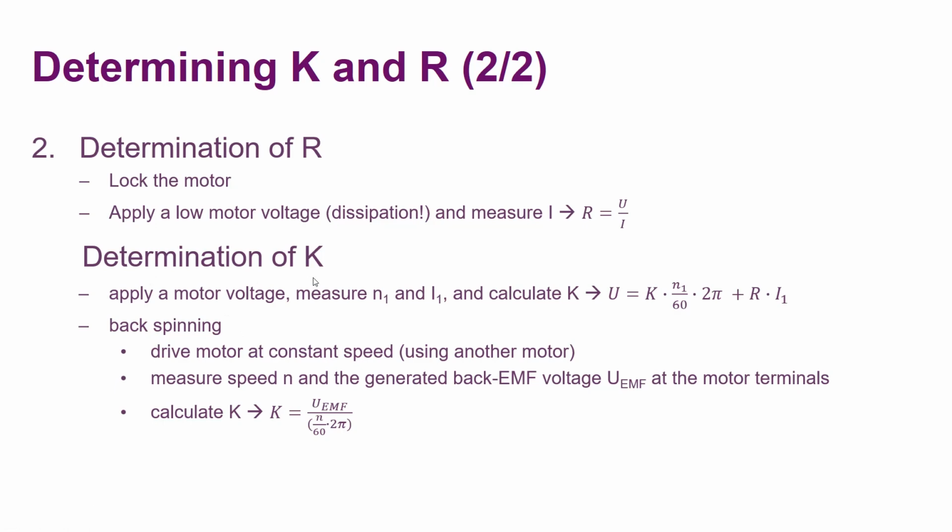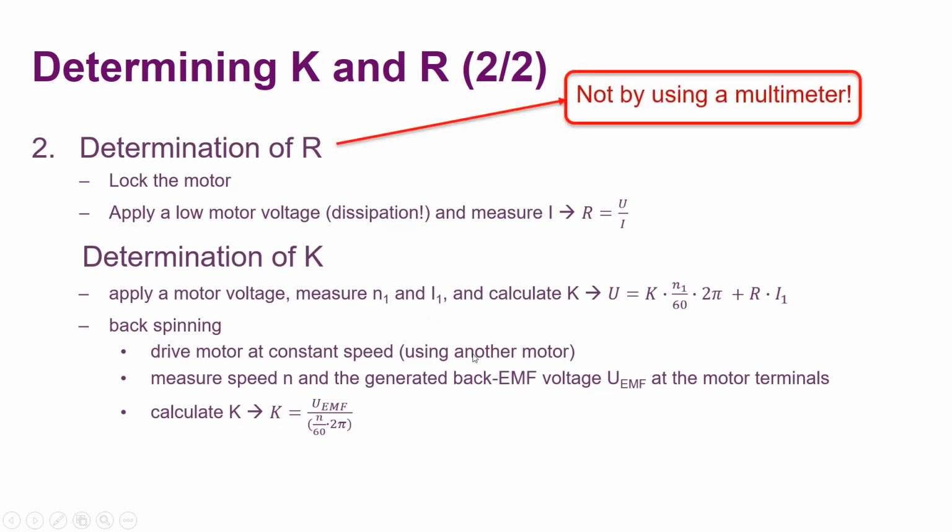So now we have the R and we have the K. What's left is the motor inertia. One remark: don't use a multimeter for determining the resistance, because a multimeter gives a too low motor current and that doesn't yield a very valid measurement result.